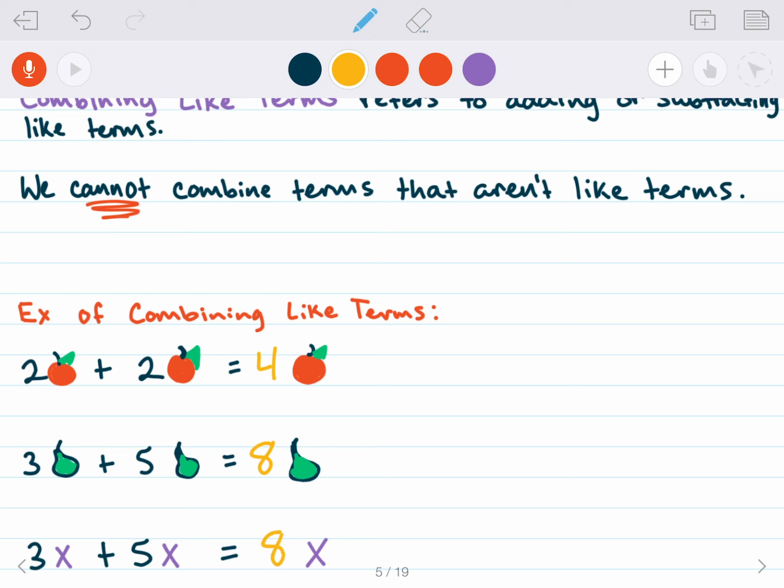Really what helps is if you say what you're doing out loud. Like, if you said, what about 3x plus 5x squared? What do I have? Well, I don't know, because what's the unit, right? The unit here is apples, the unit here is pears, the unit here is x, but what's the unit when you're adding an x and an x squared? I don't know. Anyway, that's the idea.